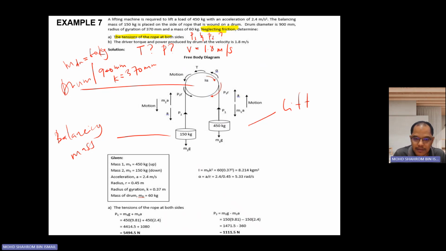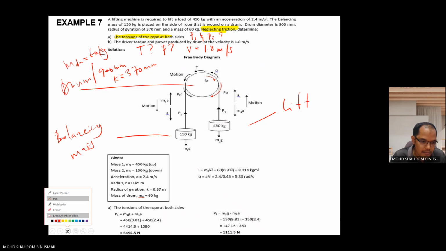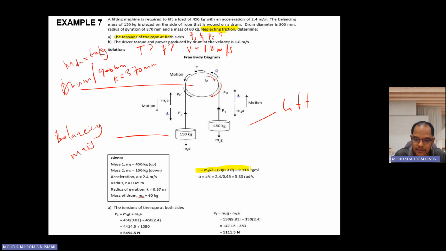So first and foremost, you're going to find I. We know I drum is equivalent to 60 kilogram multiplied by K, the radius of gyration, to the power of 2. I'm going to find this one first. Then you got 8.214 kilogram meter squared. And then you're going to find the angular acceleration, which is alpha.